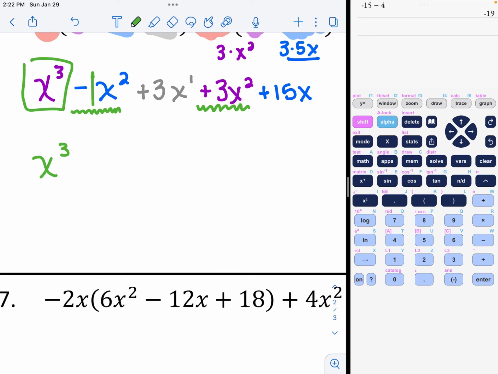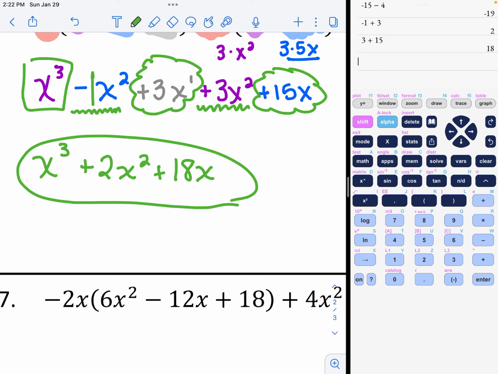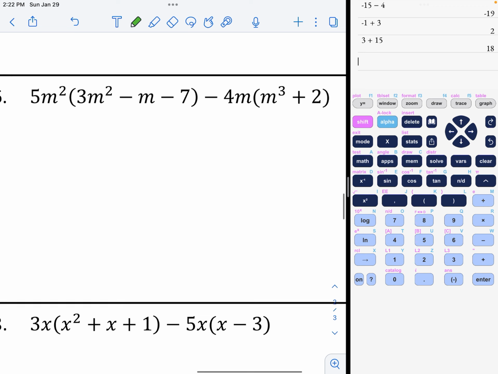So that's a negative 1 plus a 3 for a final answer of positive 2x squared. And now I have this 3x to the first and this 15x to the first, and 3 plus 15 is going to make 18x to the first, or just 18x. There's no more like terms, so this is my final answer. Let's look at number 6.